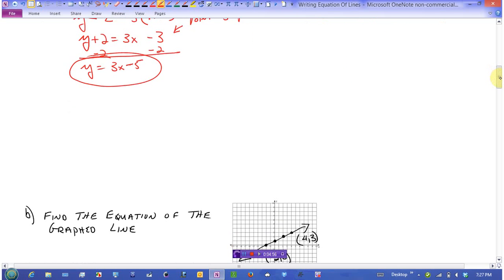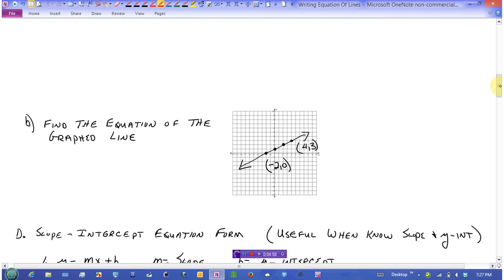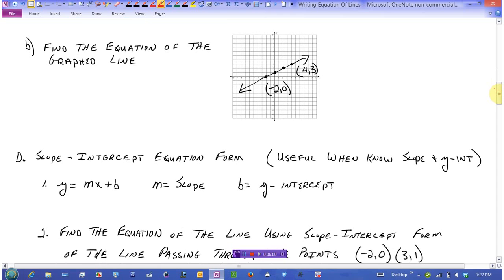Okay, here's another example. And this one, we're not given just the points. What we have is a graph. And so what we need to do is find some points on the graph that we can put into this point-slope form.